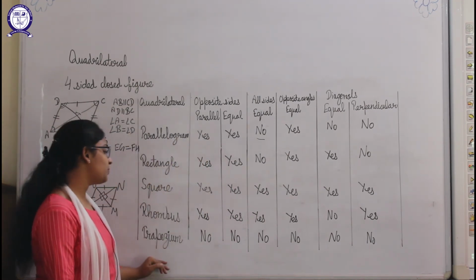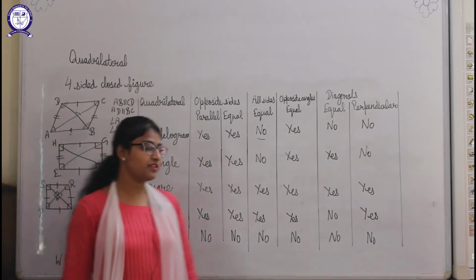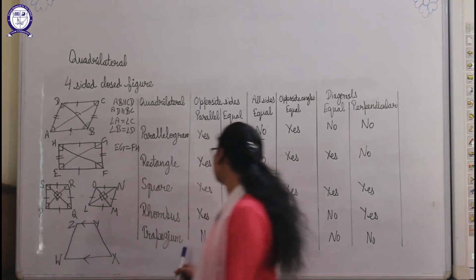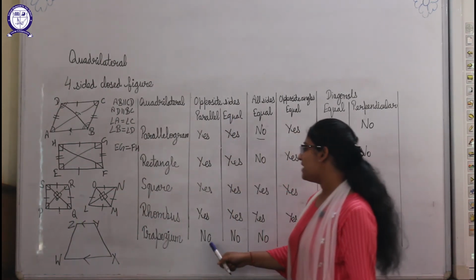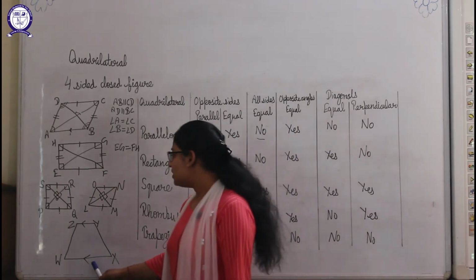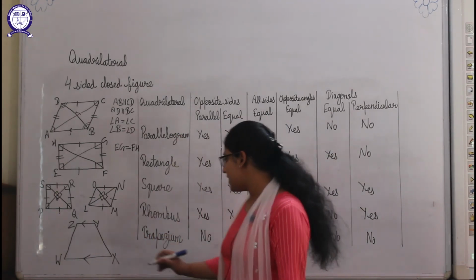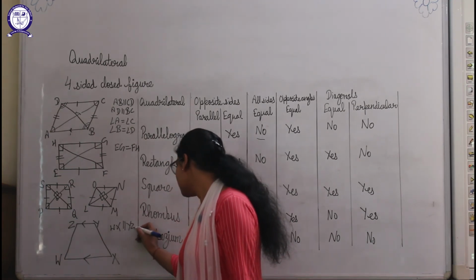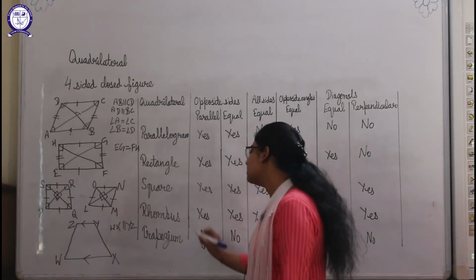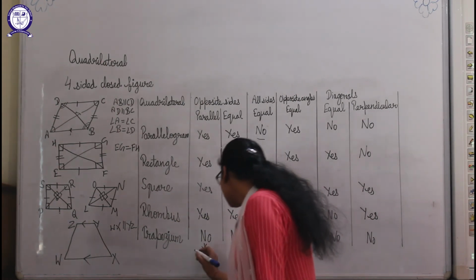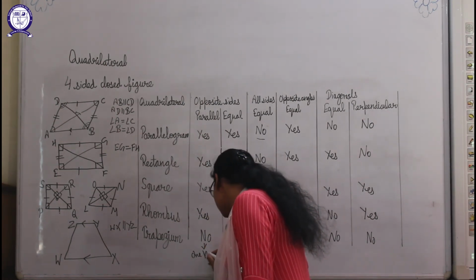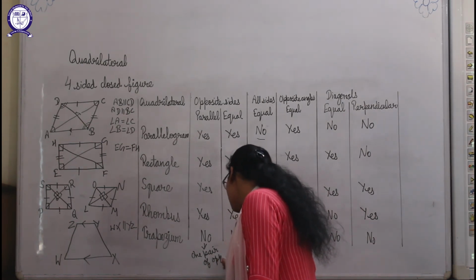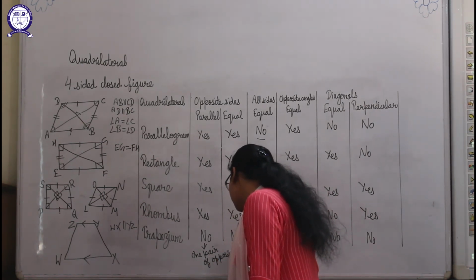Now last one is trapezium. So this is the figure of trapezium here, WXYZ. This is the trapezium. Okay, are opposite sides parallel? No. In this only one pair of opposite sides is parallel. Means here WX is parallel to YZ. So both the pairs are not parallel. Only one pair of opposite sides is parallel, not both the pairs.